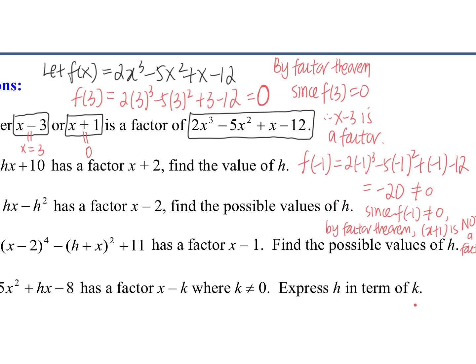Okay, so if you have proven that indeed it is 0. Is it 0? 27 minus 5 times 9 plus 3 minus 12. Okay, if you have proven that it is 0, then you say by factor theorem, since f of 3 is 0, therefore x minus 3 is a factor. Okay, you are supposed to determine whether it is or it is not. So you have to show that to me.